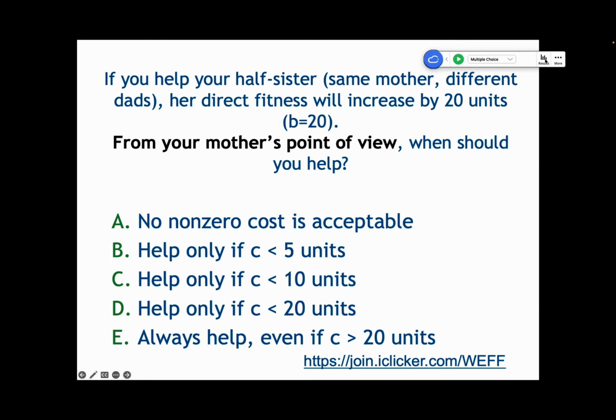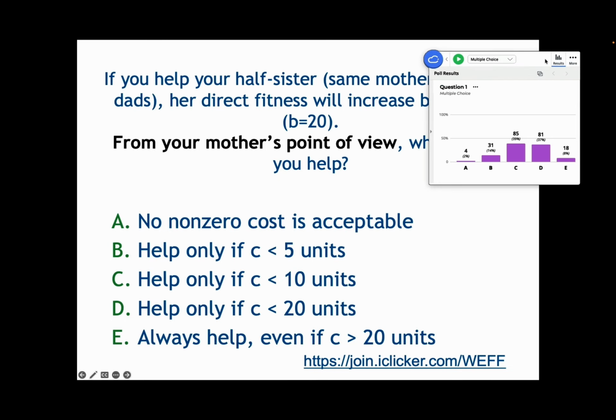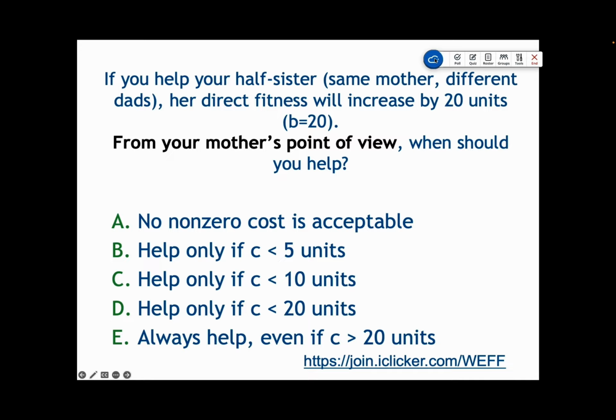Okay, so let's see. All right, it looks like people are sort of split between C and D here. But very, very few people think that things from your mother's point of view are going to be the same as things from your point of view. Remember, from your point of view, the correct answer would be B here. But from the point of view of your mother, how much of a cost to your direct fitness is worth it if her other offspring benefits by 20?